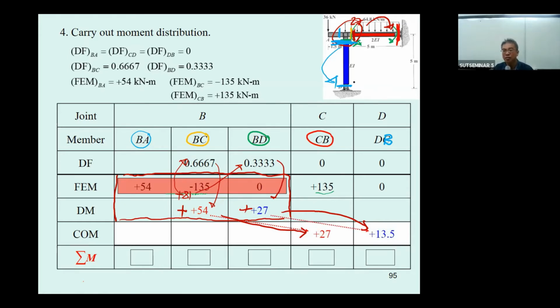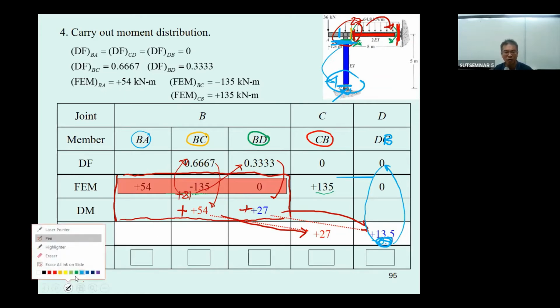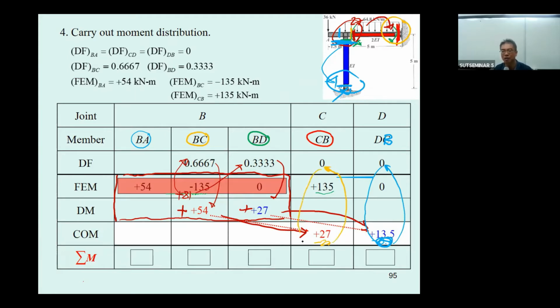And this moment going to distribute further? No. This is going to be required 13.5 to make it in equilibrium. But when it's times 0, this one will drop down to 0. All the moment is absorbed by the fixed support. The same occurs for the moment in this portion. 27 was absorbed by the fixed end moment and taken to be 0. So we end our moment distribution, and then we can sum the moment.